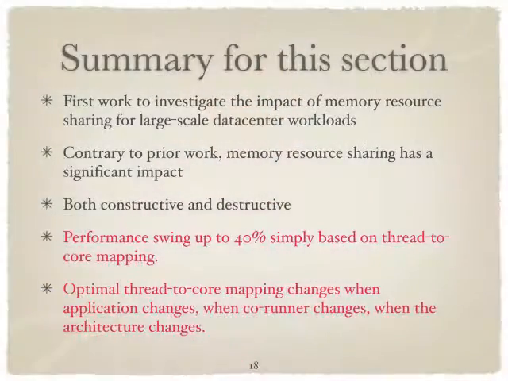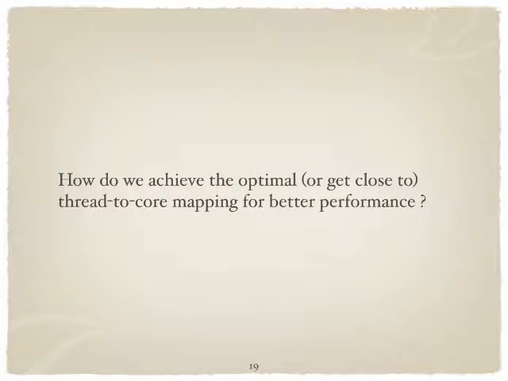Contrary to the prior work, we found that the memory resource sharing actually really matters a lot for large-scale data center applications, and the performance swings up to 40% simply based on different thread-to-core mapping. And the interesting thing is the optimal mapping changes when the application changes, when the co-runner changes, when the architecture changes. I highlight those two because basically what they're saying is there is up to 40% performance opportunity that we left on the table without thinking about thread-to-core mapping, right? Without thinking about this interaction between the application and the microarchitecture. And so the next question we ask is, how do we achieve the optimal thread-to-core mapping?